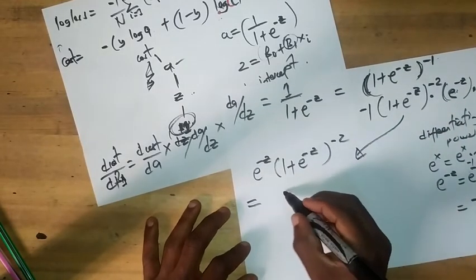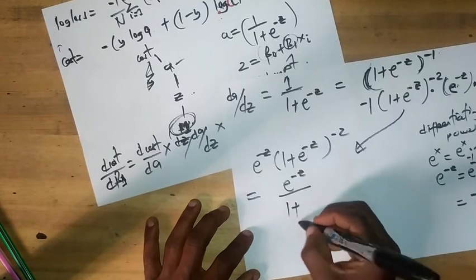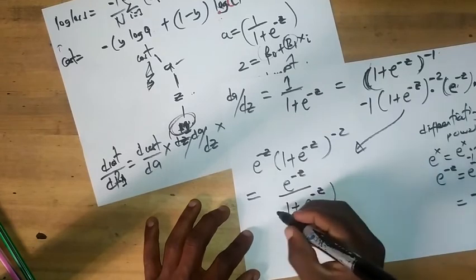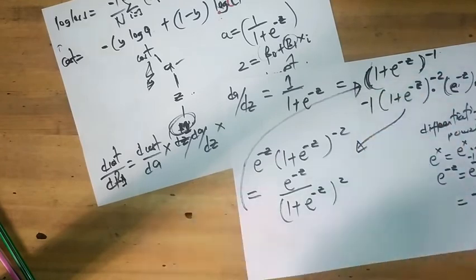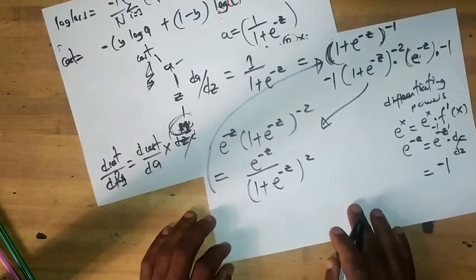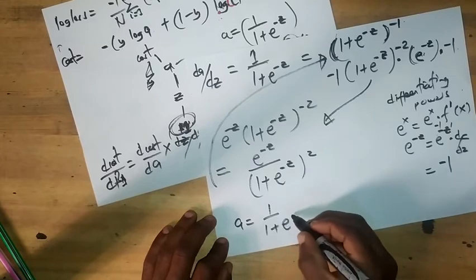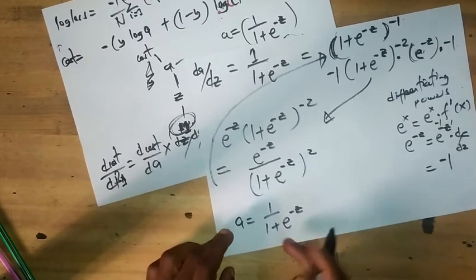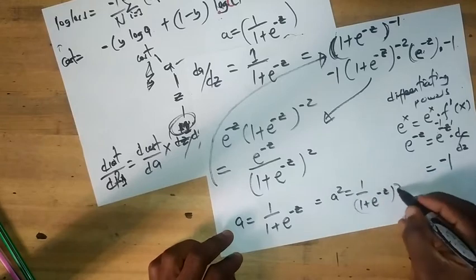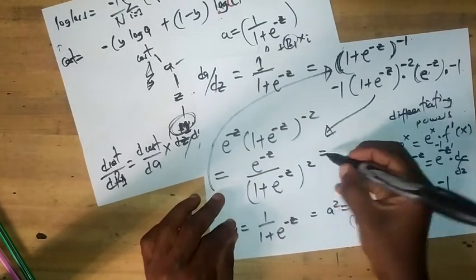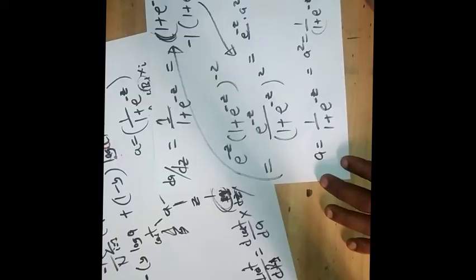This is the same as writing e to the minus z divided by 1 plus e to the minus z, squared, the inverse of what we did here. Correct? Now we know that a equals 1 over 1 plus e to the negative z. So that means a squared equals 1 over 1 plus e to the minus z, squared. So this can also be written as e to the minus z multiplied by a squared.